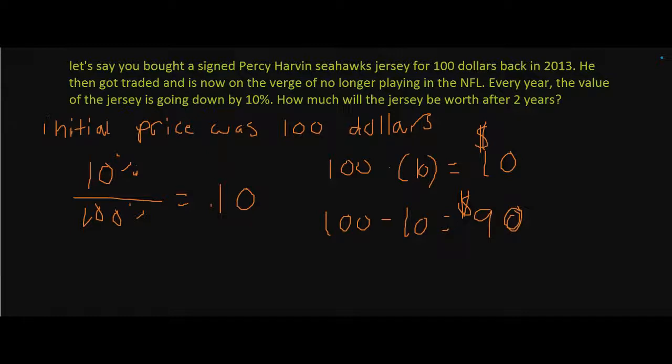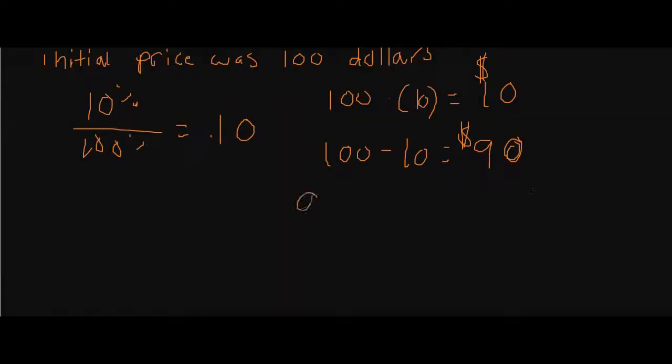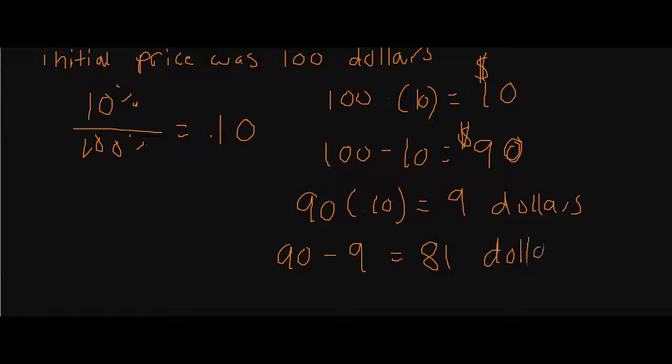But now we want to find out how much it's going to be worth the next year. Well, we need to take the $90, because after the first year it is worth 90, and we multiply it by 0.10, which is 10%, to find out how much it's going to lose the second year. Well, if we do that, it's going to lose $9. Therefore, we're going to get 90 minus $9, and we're going to get $81. So we know that after 2 years, the jersey is only going to be worth $81.